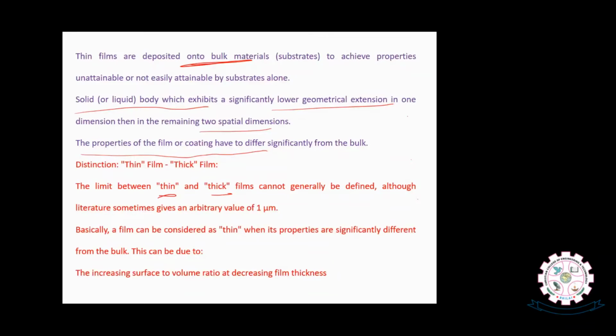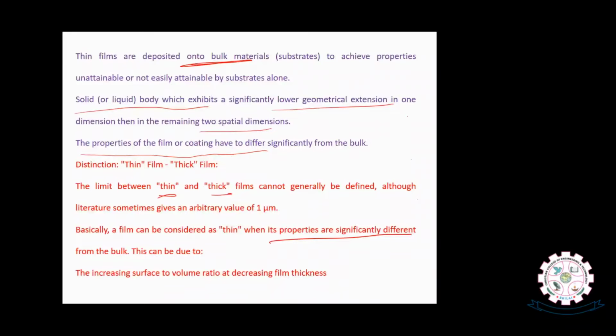It all depends. But generally, as a good student of thin film technology, how do I understand? Basically, a thin film can be considered thin when its properties are significantly different from the bulk counterpart of it. That is what.